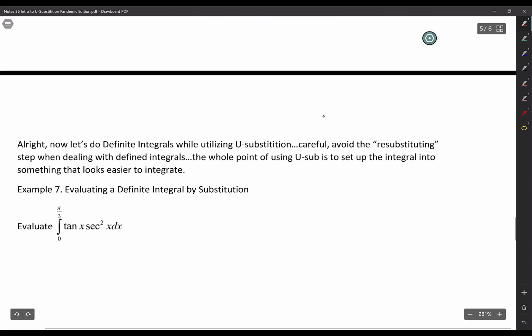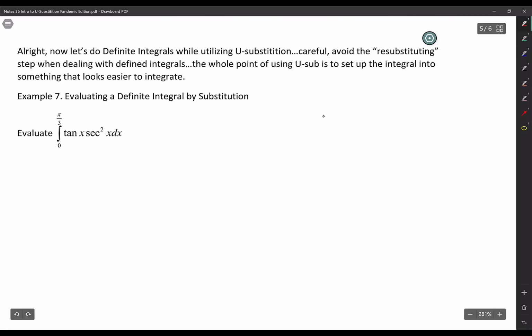Okay, here's what we're gonna do. The whole point of u-substitution is to make life easier. If it has limits, you're not gonna change it back to x. You're gonna leave it in terms of your new stuff.